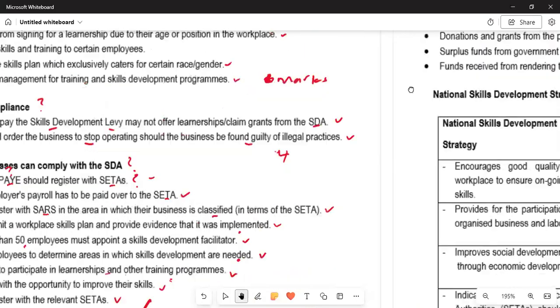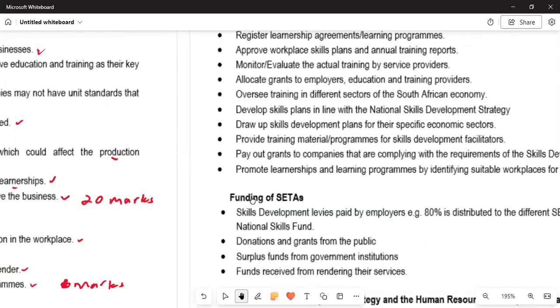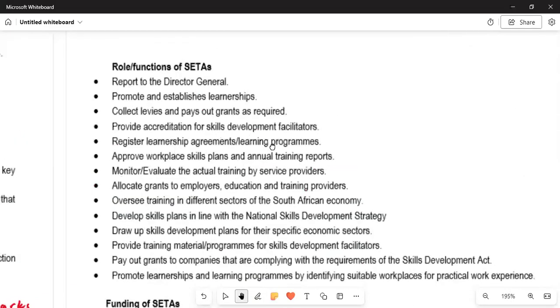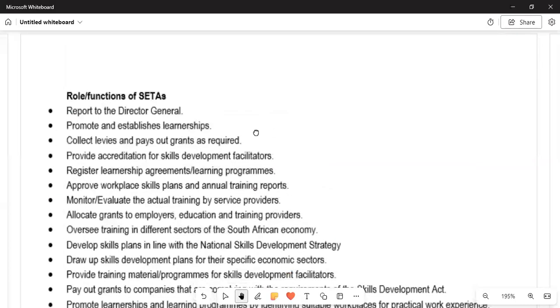So this question always carries about 8 marks. You have to provide 4 points under that act, based on how you're going to comply with this act.